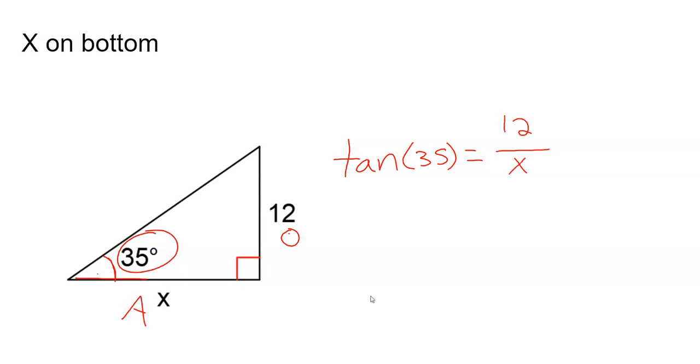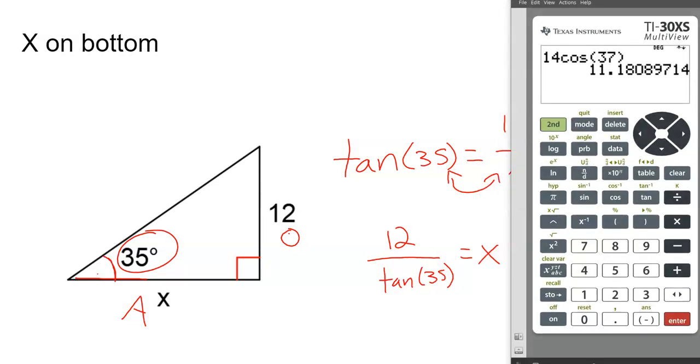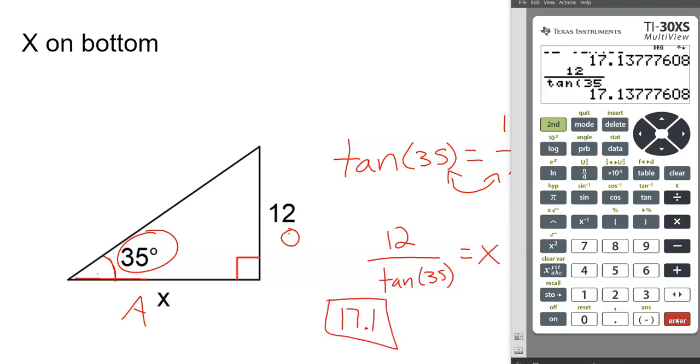Now when x is in the denominator, or on the bottom, the shortcut that I can use is switching places. So if I have 12 over tangent 35, that is going to give me my x. So I get out my calculator. You can either write this as divided or a fraction. So 12 divided by tangent 35 is 17.1, or as a fraction, you can do 12 over tangent 35. Either way you write it's going to work, and we get 17.1.